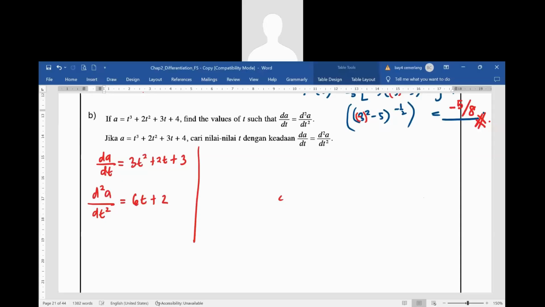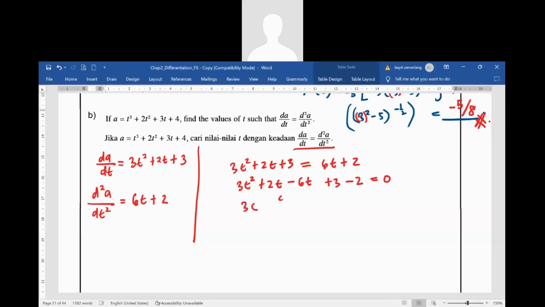So dia cakap apa? Follow the question. dA dt equal to d square A over dt square. So 3t square plus 2t plus 3 is equal to 6t plus 2. Okay, so bring everything to one side. 6t bawa dekat sini, negative 6t, positive 2 bawa dekat sini, negative 2 equals to 0. So 3t square, 2t minus 6t is negative 4t. Positive 3 minus 2 is positive 1 equals to 0. Okay, and then you factorize as usual.